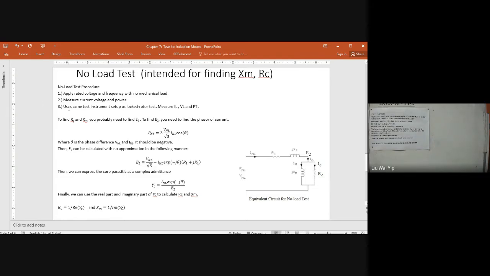We also use the rated frequency. So if the power supply is running at 60 Hertz, then we should use 60 Hertz. And if the phase voltage of the power supply is 220, then we should use 220. And in a three phase situation, if the phase voltage is 460, then we should use 460. And we measure the current, voltage, and power.